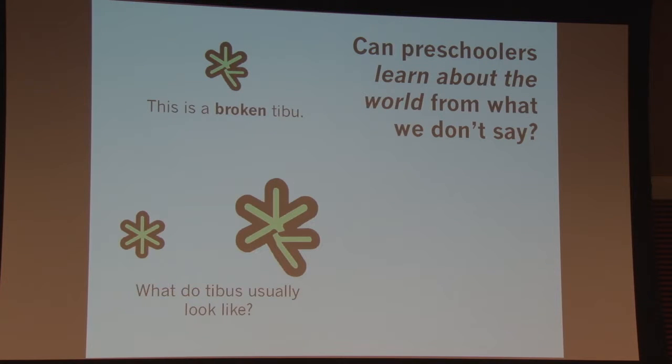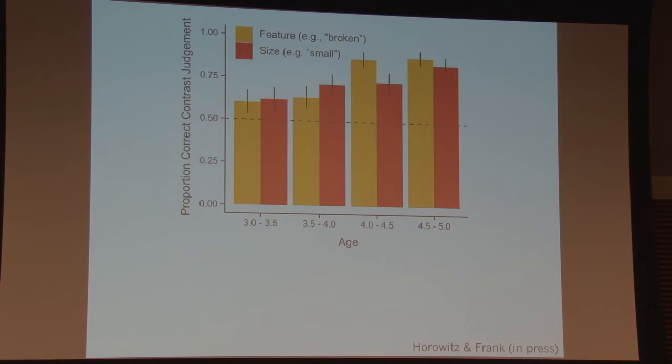So because she had said this was a broken tibu, she reasoned that the children would infer that other tibus typically didn't have that broken off bottom part, and so would choose the small figure that was unbroken. In contrast, when she said this is a small tibu, they would reason that that broken part was actually characteristic of the shape and would assume that tibus were usually the same but larger. And we found that over the period between 3 years and 5 years, precisely the ages in Bing, children were getting better and better at extracting this information about the world from these incidental choices that speakers were making.